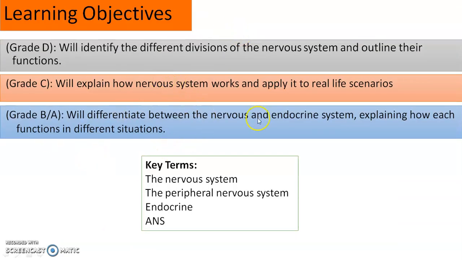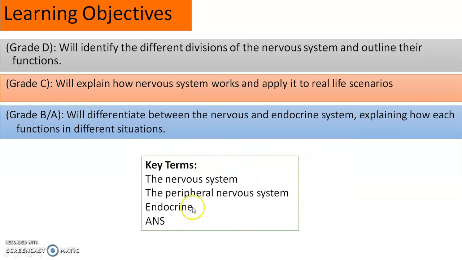Okay, so in today's lesson, we're going to be identifying the different divisions of the nervous system, whilst outlining their functions, explaining how the nervous system works, using real-life scenarios to apply it to, and also differentiating between the nervous system and endocrine system. What is the difference between these two systems?